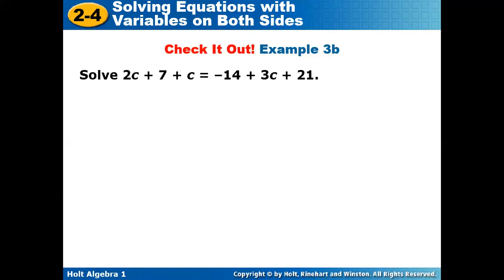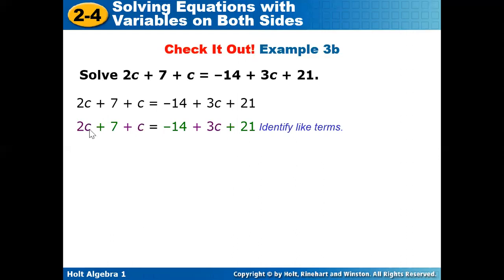All right, so in this case, we have a similar equation. We're going to collect our terms, and then we are going to solve. So let's identify our like terms. Right? We have a variable term, a non-variable term, and a variable term is equal to a non-variable term, variable term, and non-variable term. So we will collect our variable terms on this side of the equal sign, and we will collect our non-variable terms on this side of the equal sign.